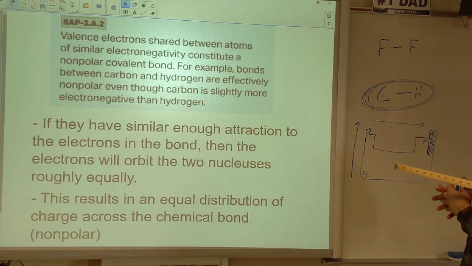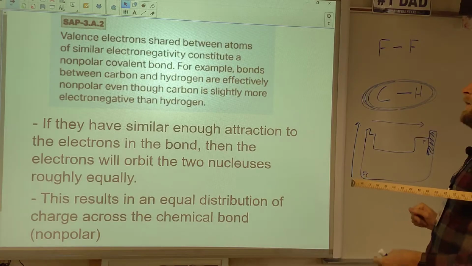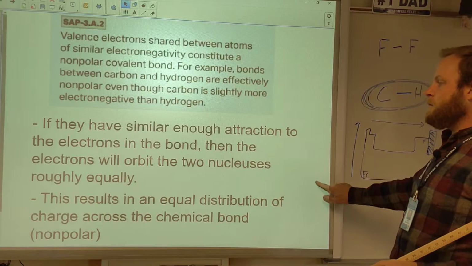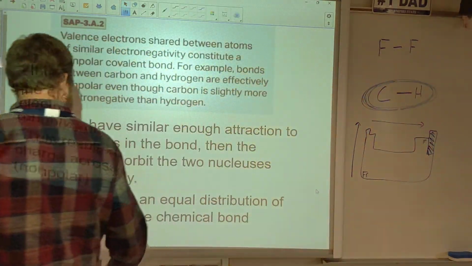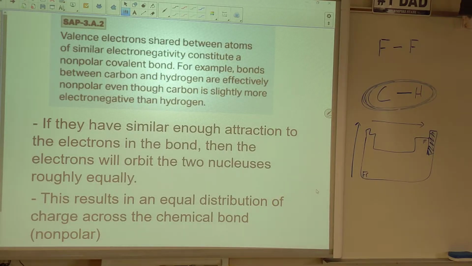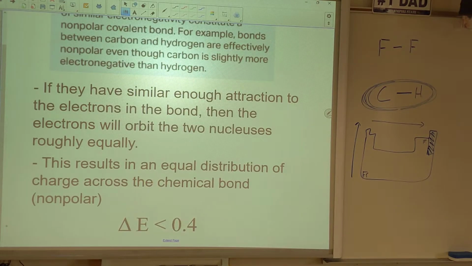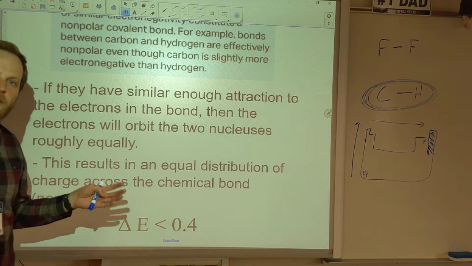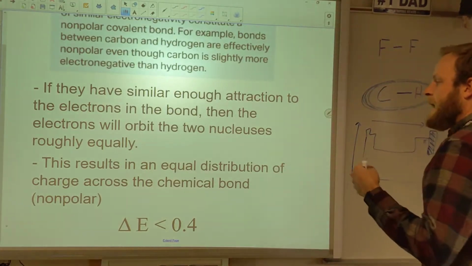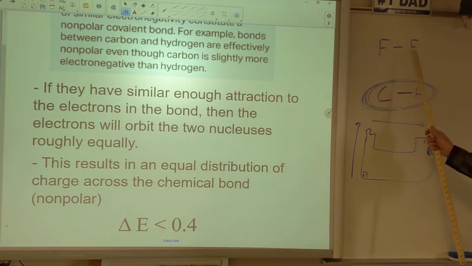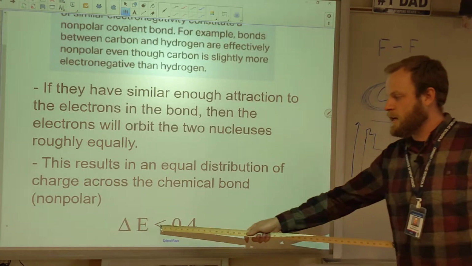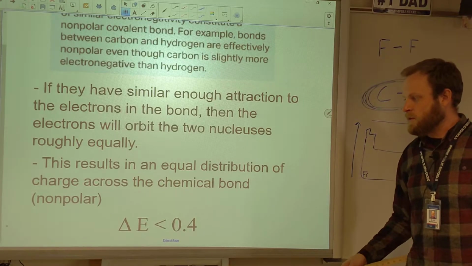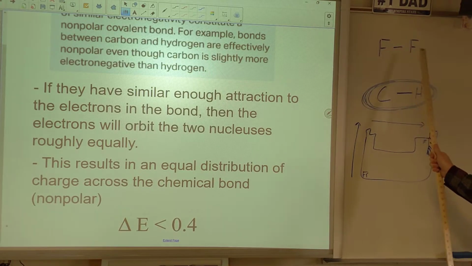So if they have similar enough attraction to the electrons in the bond, then the electrons will orbit the 2 nuclei. You can see it says nucleuses or nuclei, both are correct, roughly equally. This results in an equal distribution of charge across the chemical bond, and we call it nonpolar. This delta means difference in, so when you're looking at a table of electronegativity values, you subtract the 2 numbers from each other, and if these are the same nucleus, they have the same electronegativity value, so it's a number minus itself, which equals 0. So the difference in electronegativity between these 2 atoms is 0.